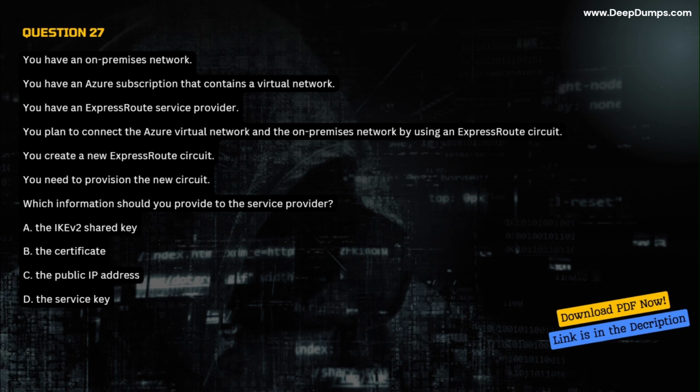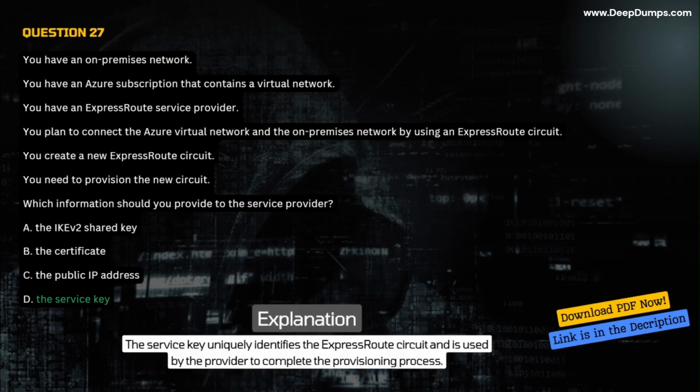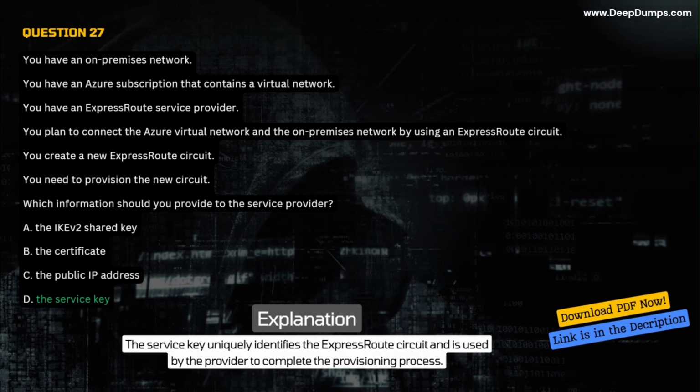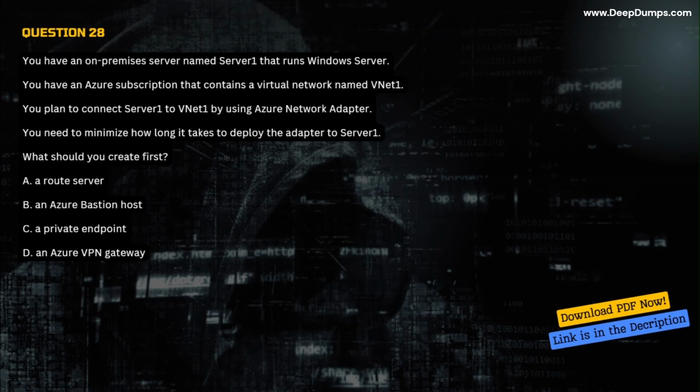A. The IKEv2 shared key. B. The certificate. C. The public IP address. D. The service key. Correct answer D. The service key. Explanation. The service key uniquely identifies the ExpressRoute circuit and is used by the provider to complete the provisioning process.